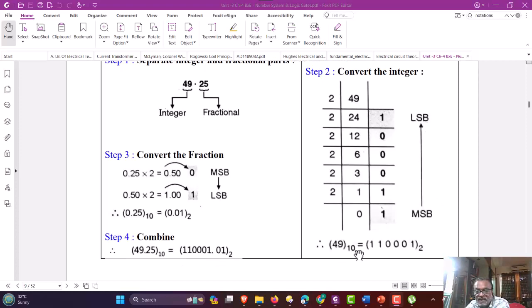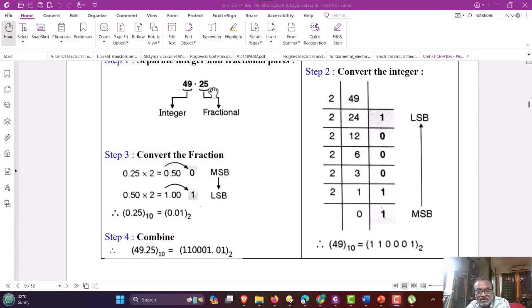So 49 decimal corresponds to, start writing from MSB to LSB from left to right. So this is 110001. So here the first digit is MSB. So the integer portion we have converted to the binary corresponding value. Here in step 3, you will see the fractional portion.